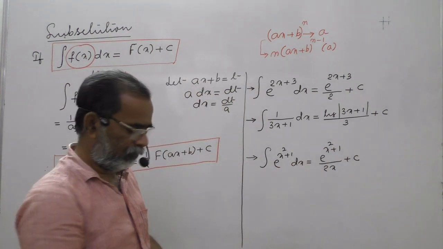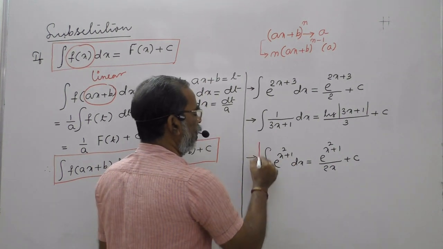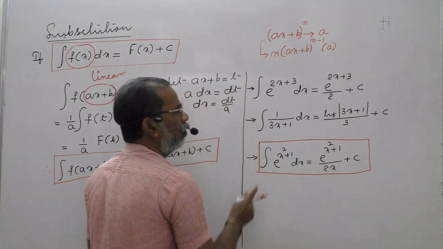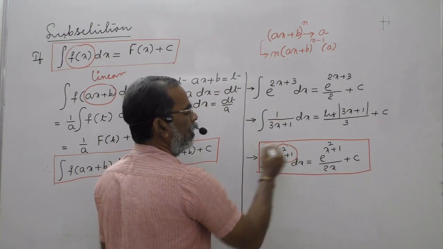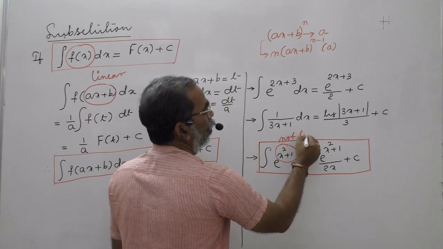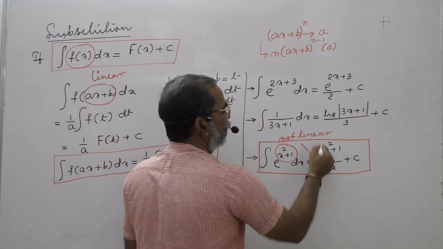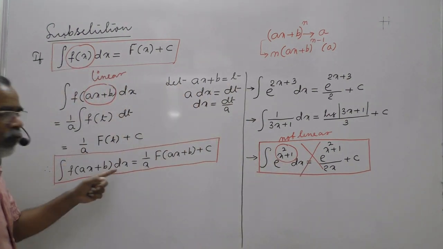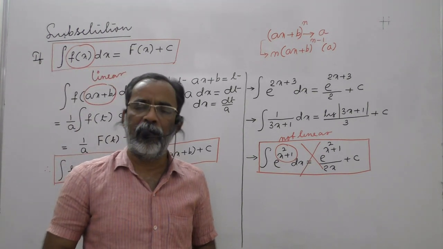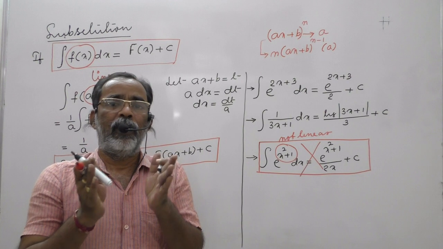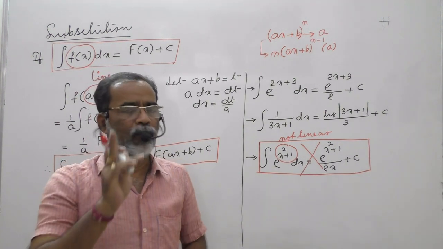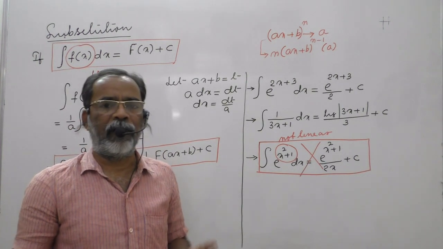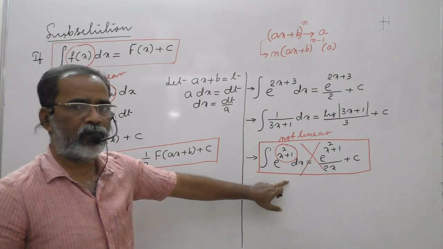This is not true. You should not apply this, because here this method is applicable only for linear. This is not linear. This is not linear. Therefore this method is not applicable. Did you understand? This method is applicable for all 27 basic integrands when they have a linear factor in place of x. Only linear. If it has quadratic, cubic, or other factors, this should not be applied. Like this you should not do.